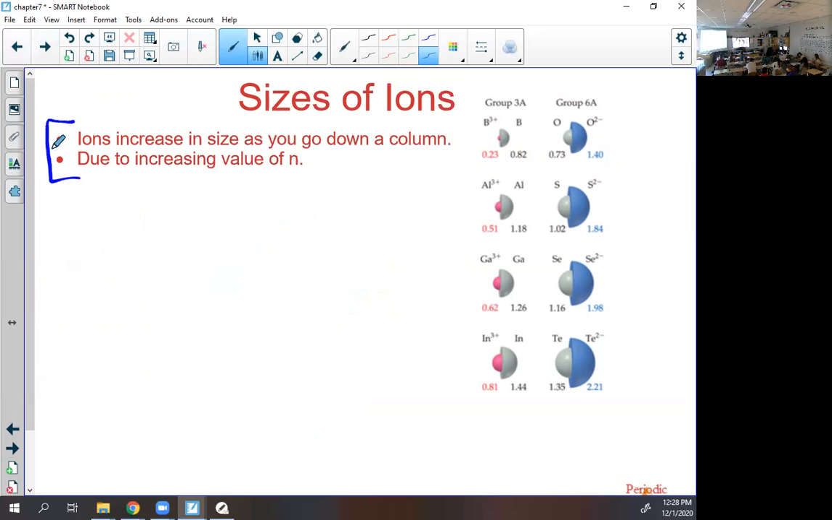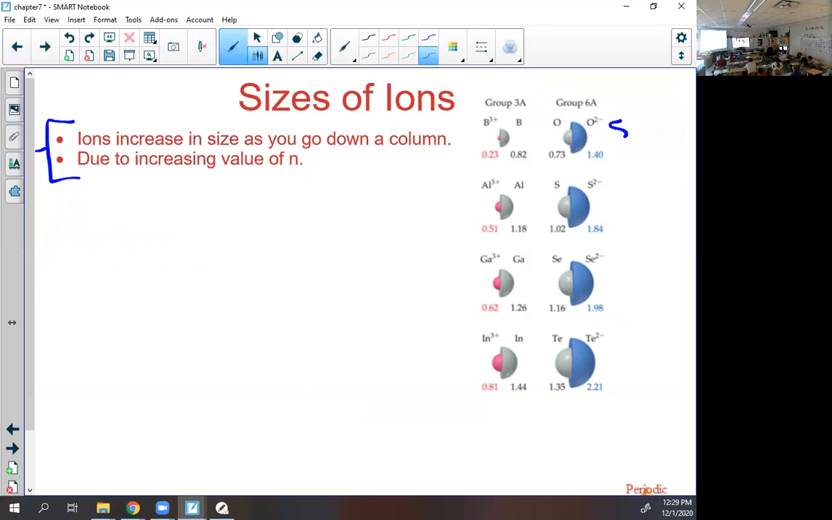Ions, this is not any different than what we learned yesterday. Ions increase in size as you go down a column because n is increasing. So that's just the same as the atom. So you would really never be asked this part. Are we clear on that?